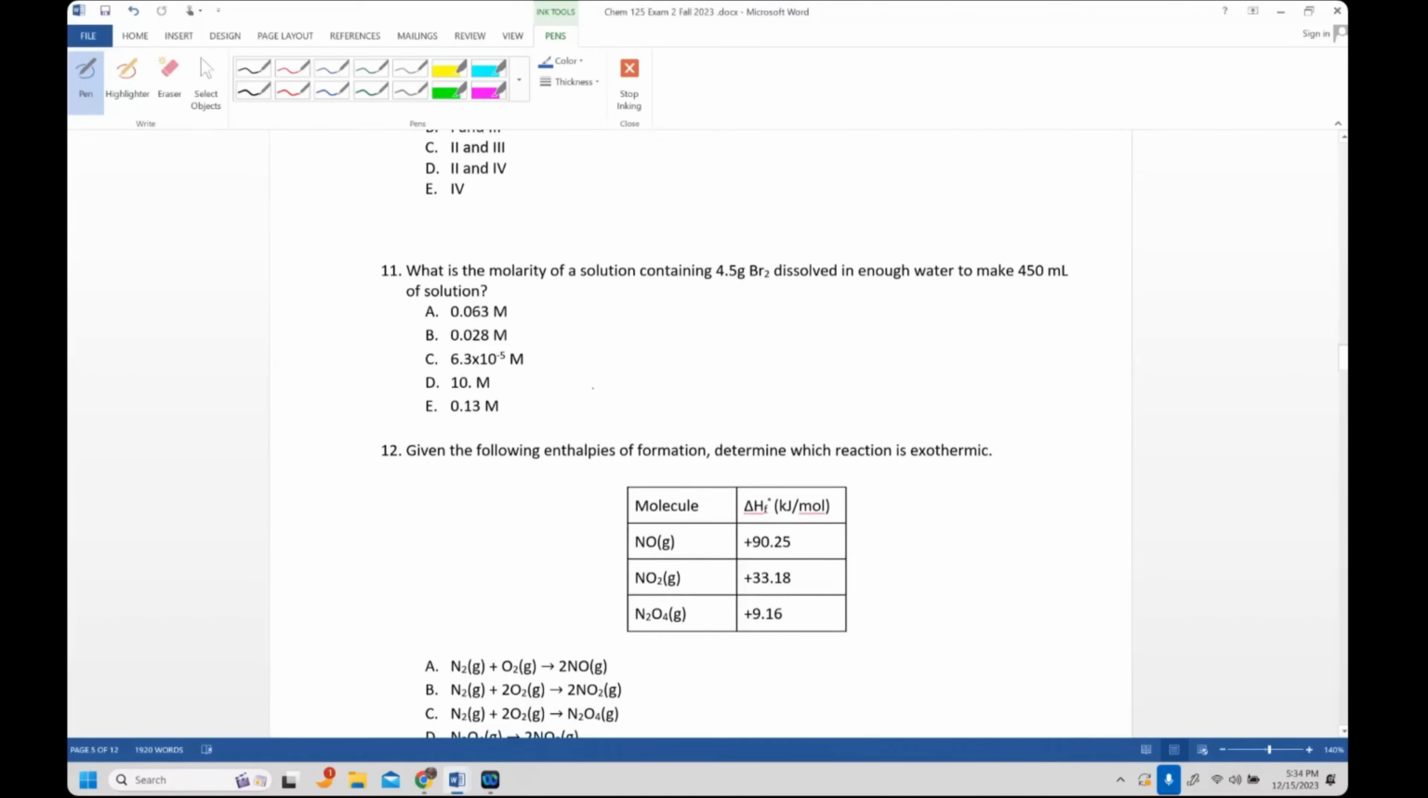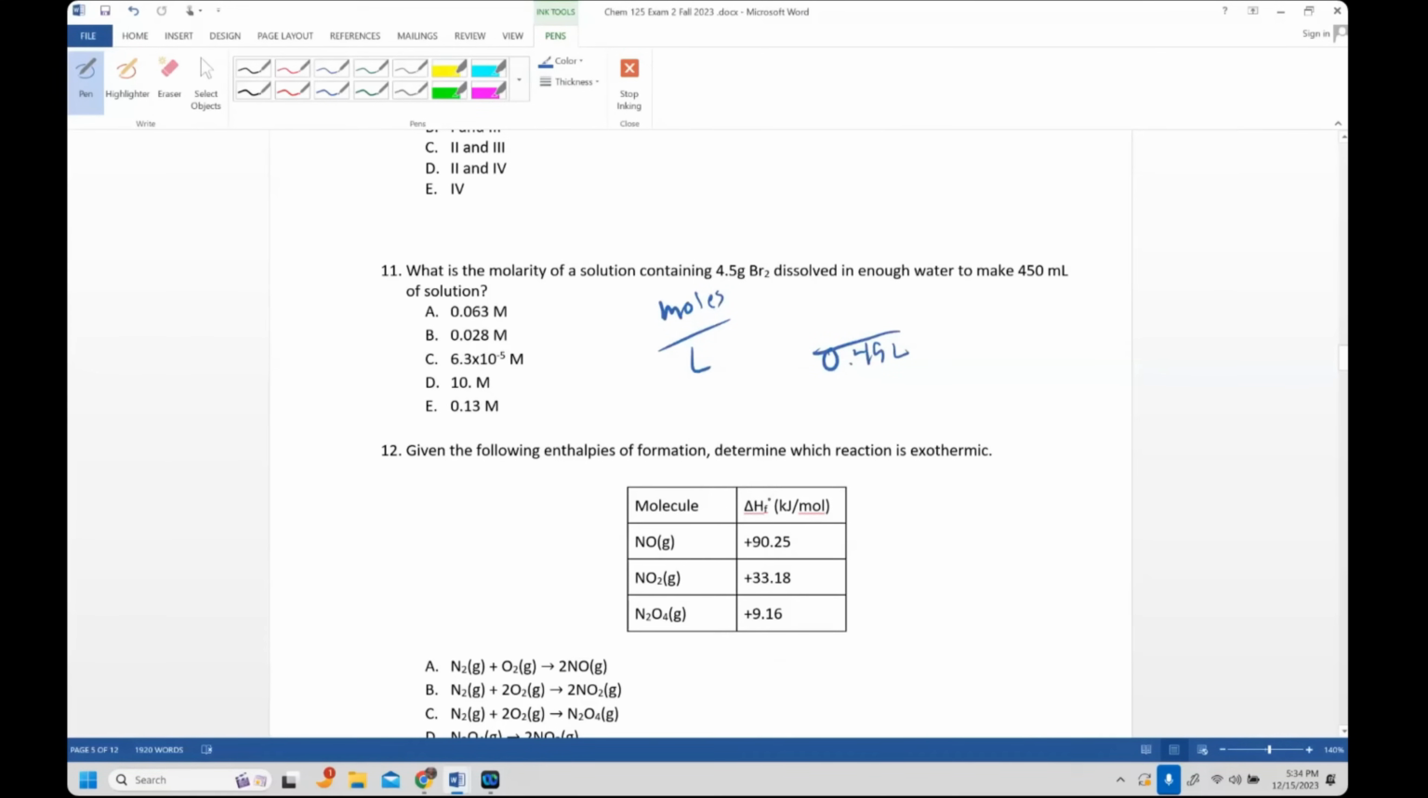What is the molarity of a solution containing 4.5 grams of bromine dissolved in enough water to make 450 milliliters of solution? We can simply find our molarity using our moles divided by our liters. Our liters, 0.45 liters on the bottom. Our moles, 4.5 grams of bromine.